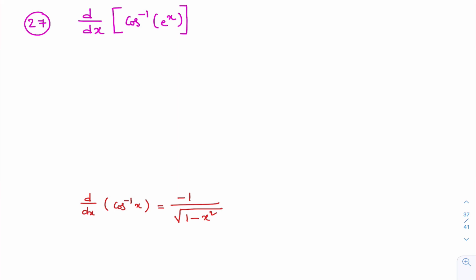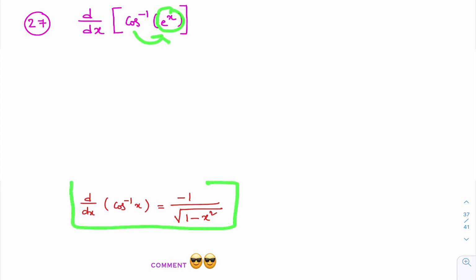You observe this question number 27. d by dx of cos inverse of e power x. We need to differentiate this. Here we do not have any direct formula for this. So what I'll do here, I'll imagine this e power x as x. Then it looks like cos inverse of x. You know this formula. Derivative of cos inverse of x is minus 1 divided by square root of 1 minus x square. This is one of the 23 formulas that you learned.